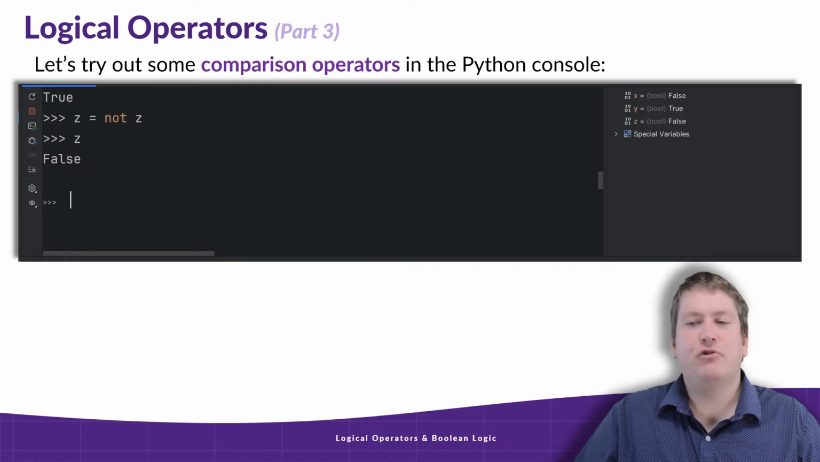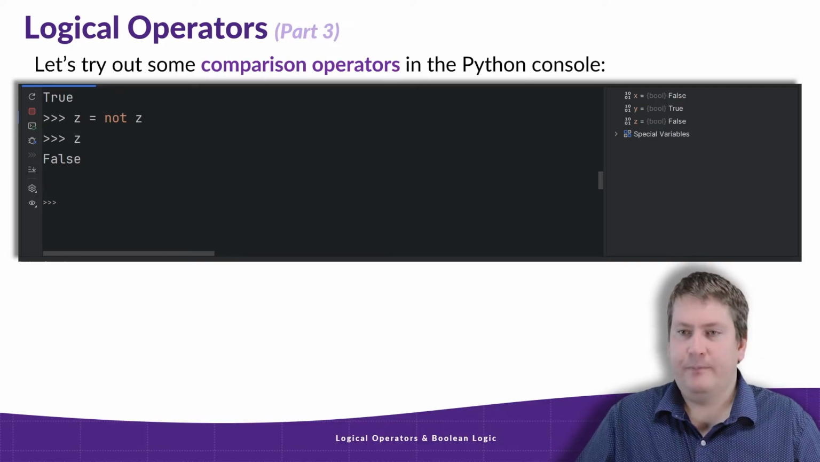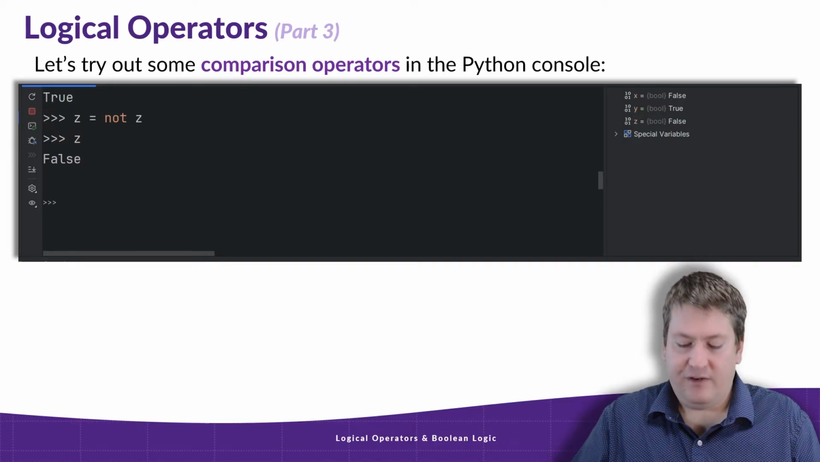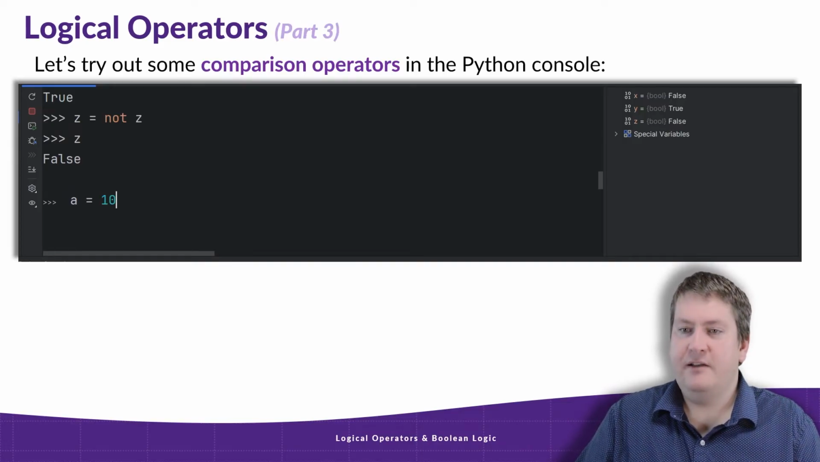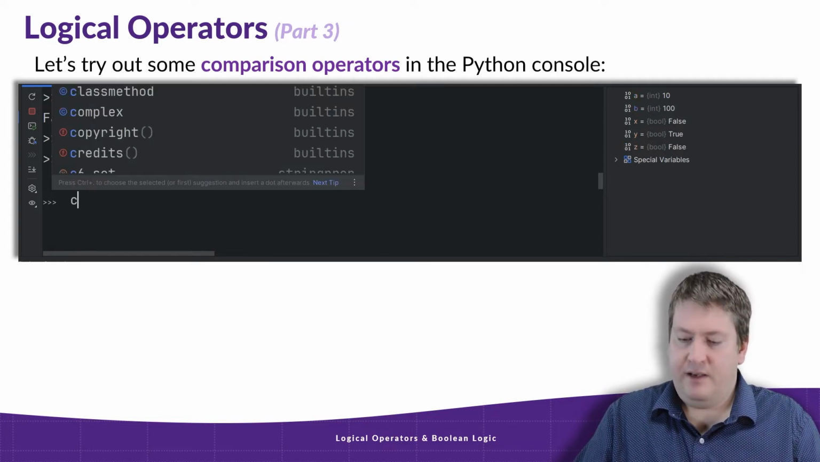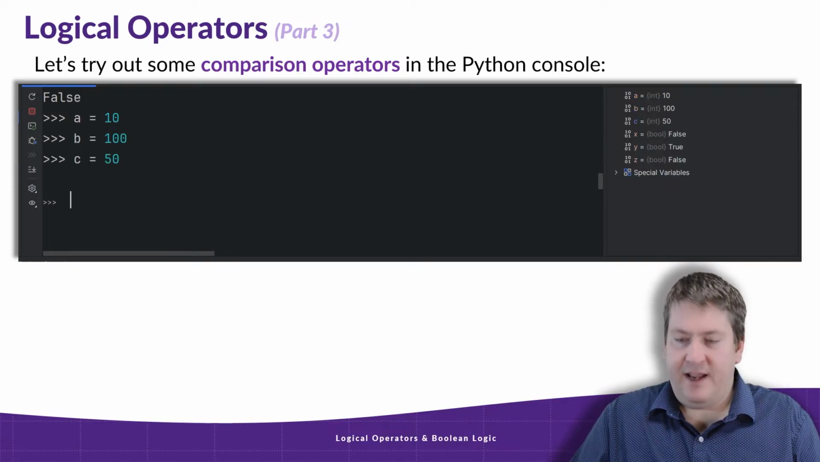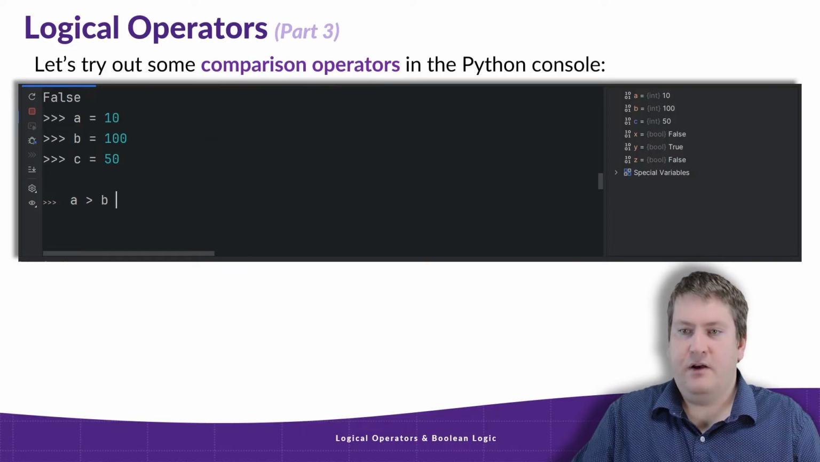So it's important to keep in mind that these true-false values can also be stored in variables and combined in different ways. We can also use variables in these expressions that store numbers. So for example, let's say a equals 10, b equals 100, and c equals 50. So we could say a is greater than b, or let's do it the other way, make it true. B is greater than A, and B is greater than C.